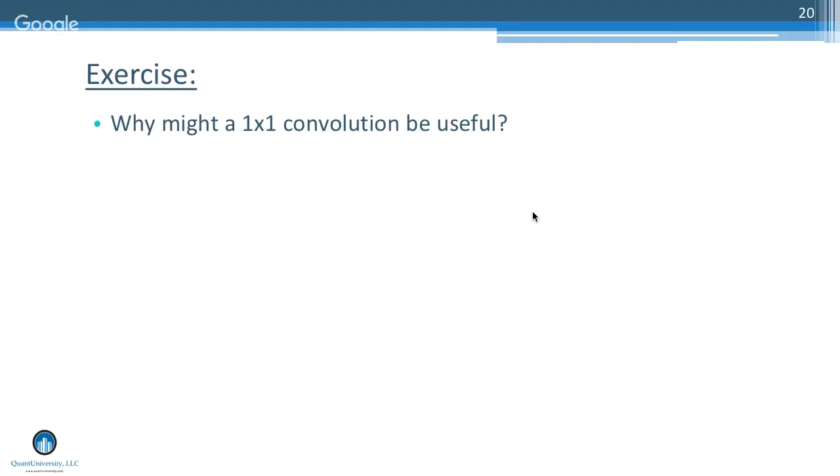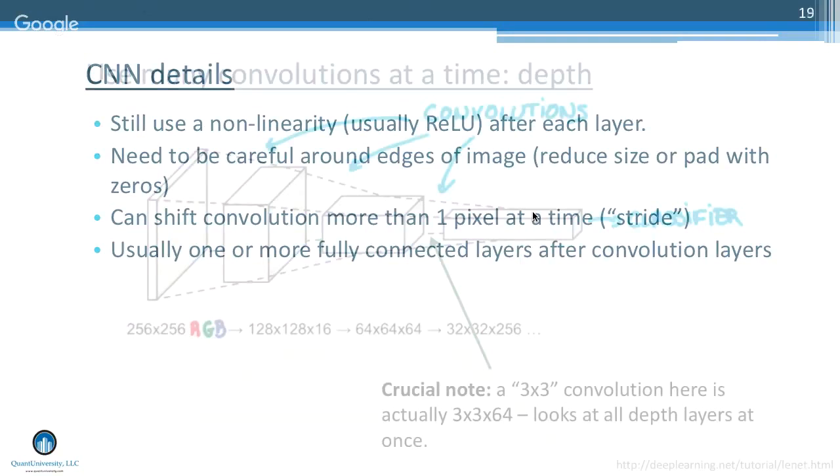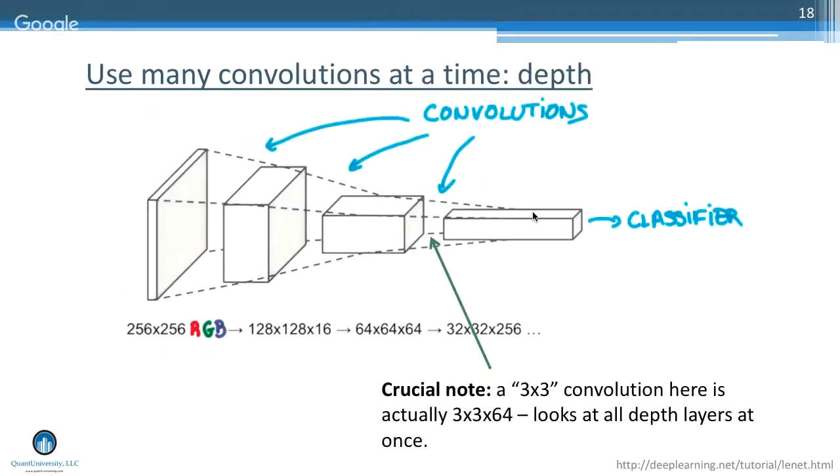When we say 1 by 1, what do we mean? Go back here, and I say I'm doing a 1 by 1 convolution. Let's say after this last layer, I'm going to do a 1 by 1 convolution. It's fully connected, because it's not 1 by 1. It's 1 by 1 by depth. And so I'm still actually doing something interesting.